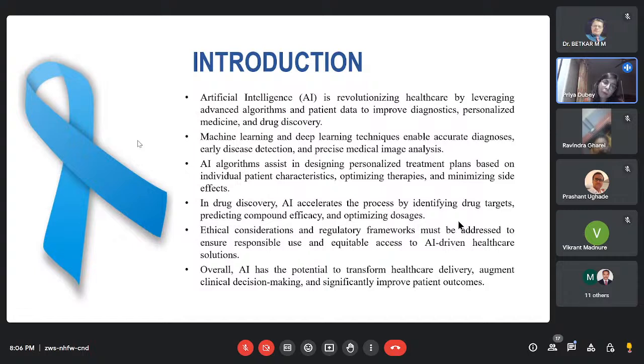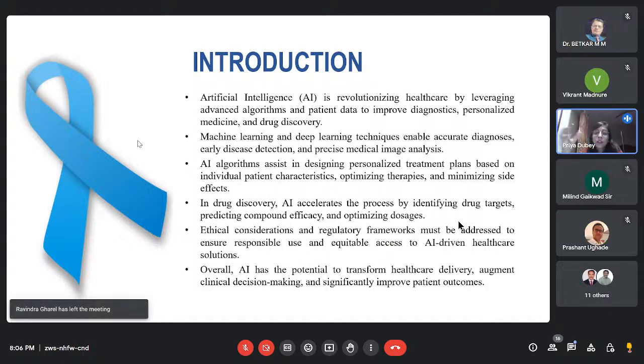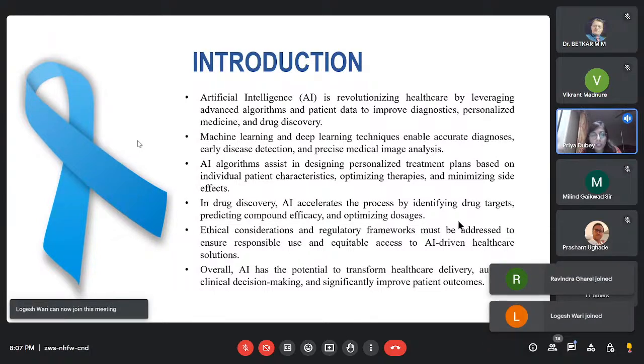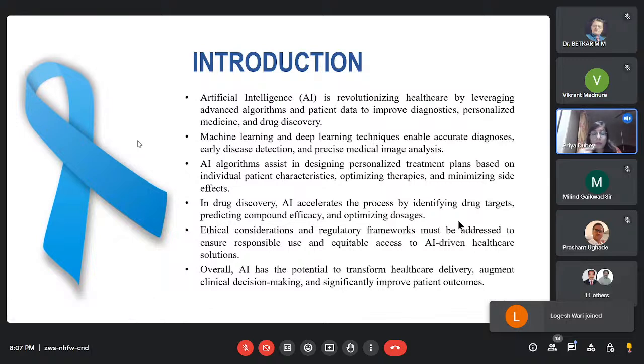So in similar patterns we can assist the patient in designing personalized treatment plans. Now, in drug discovery, artificial intelligence also accelerates the process by identifying the drug targets and predicting the compound efficiency.